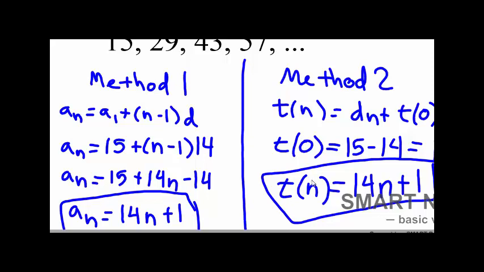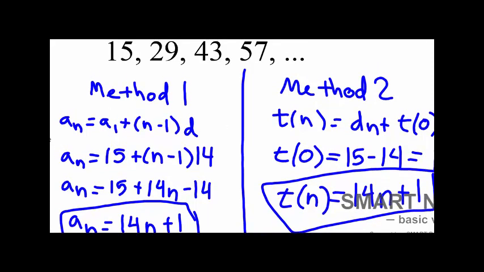So let's come over here to method 2. This is using the zero term. Notice all we'd have to do to work it out this way is go backwards from 15, since that's our first term. Since we're adding 14 each time, we just need to subtract 14 to go backwards to our zero term. So 15 minus 14 would be 1. Then we just plug it in, and notice we get the exact same formula, 14n plus 1. Sorry about the watermark. Can't get rid of that.